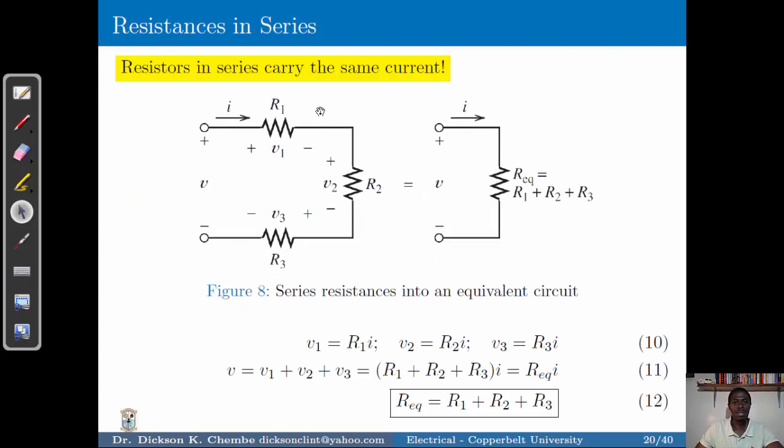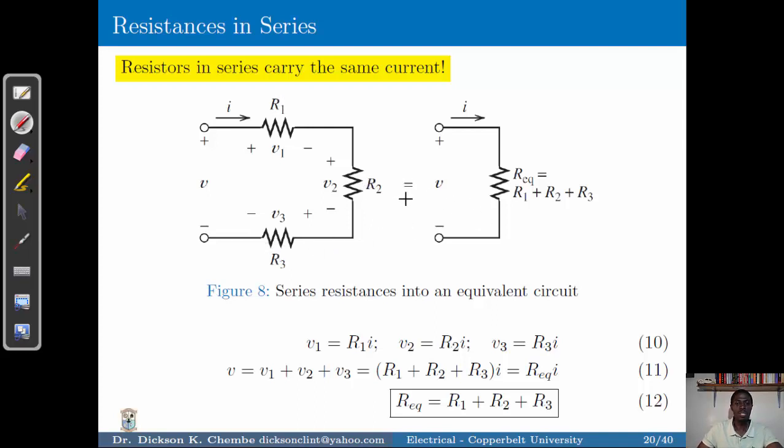So when resistances are connected in series, the same current flows through these resistances because they're connected in series. And the way we find the total resistance is basically adding the sum of the resistances that are connected in series, like you can see here. So to come up with a total resistance for resistances connected in series, we simply add, for this circuit, resistor 1 added to resistor 2 added to resistor 3.